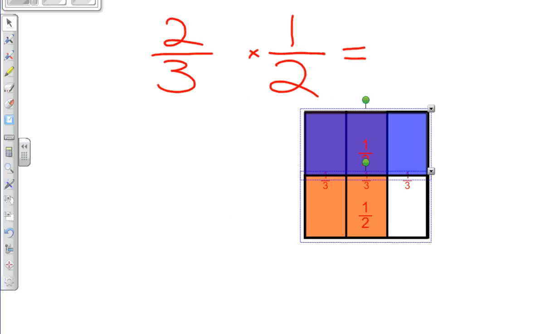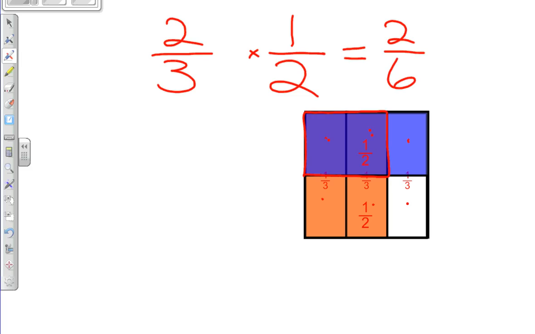And if we cover it up with the shapes, we can see that half, we look at the area shaded in by both colors, half of 2/3 is actually equal to 1, 2 out of 3, 4, 5, 6 pieces in all. So we have 2 that are shaded by both colors. So our answer there would be 2 out of 6.